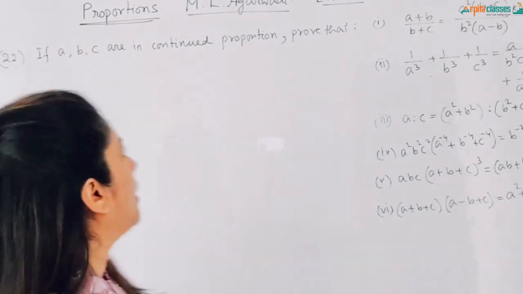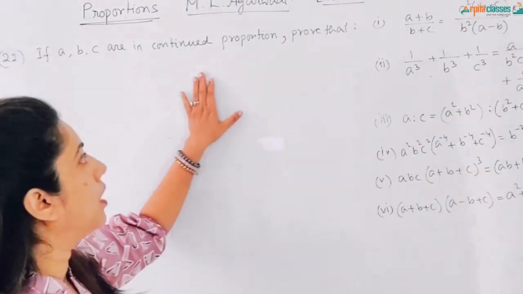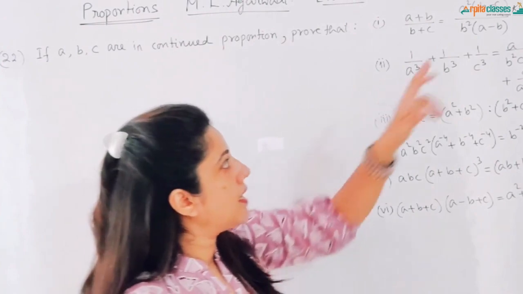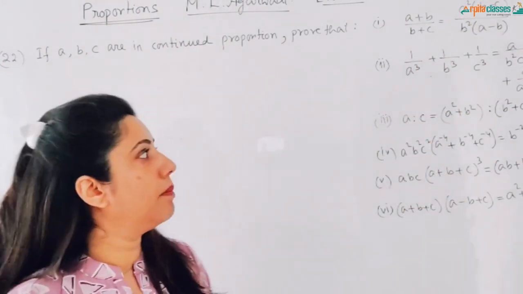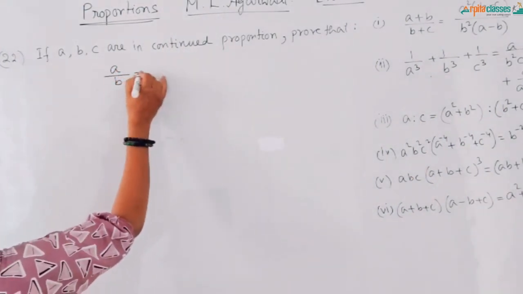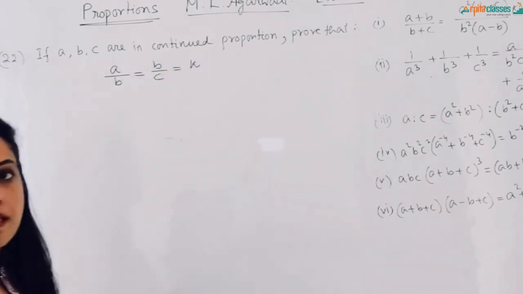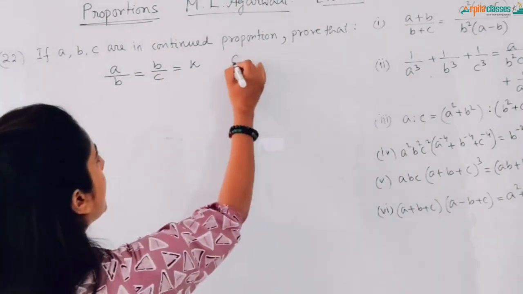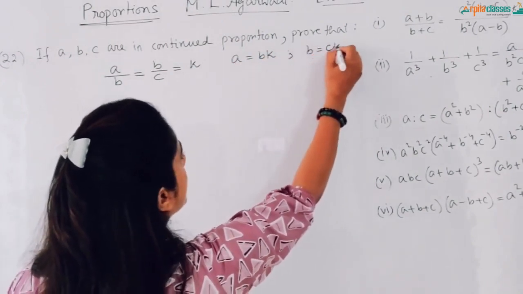Let's get started. Question number 22 says A, B, C are in continual proportion. Prove that the first part is (A plus B) upon (B plus C) is equal to A square into (B minus C) divided by B square into (A minus B). Let us do this. First of all, A upon B will be equal to B upon C, and that should be equal to another constant, that is K, because they are in continued proportion. So from here we'll get A is equal to BK and B is equal to CK.